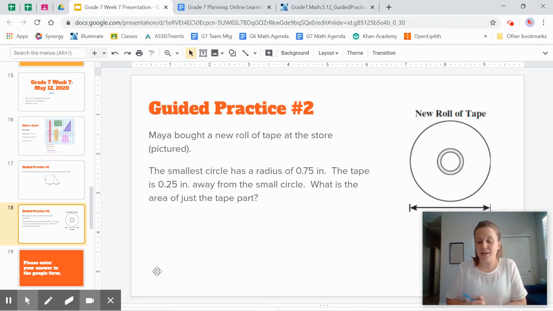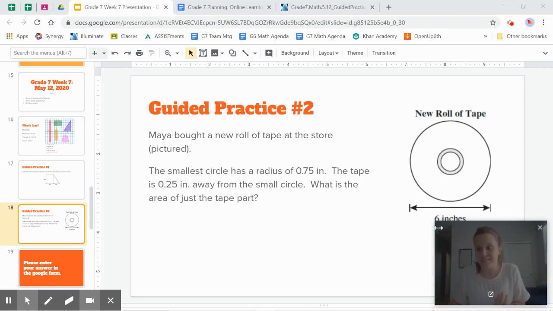This question is not the area of a composite shape. It is a word problem having to do with the area of circles. So I'm excited. Here we go. Go ahead and read it with me and we'll solve this one together.